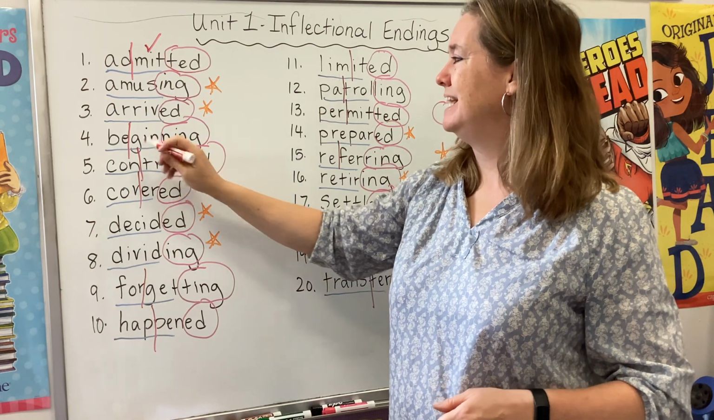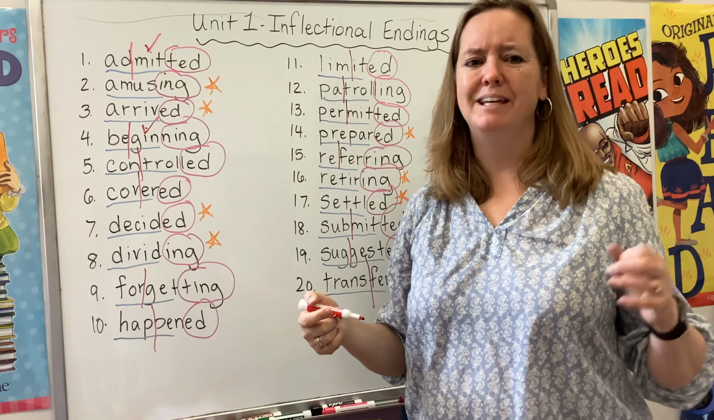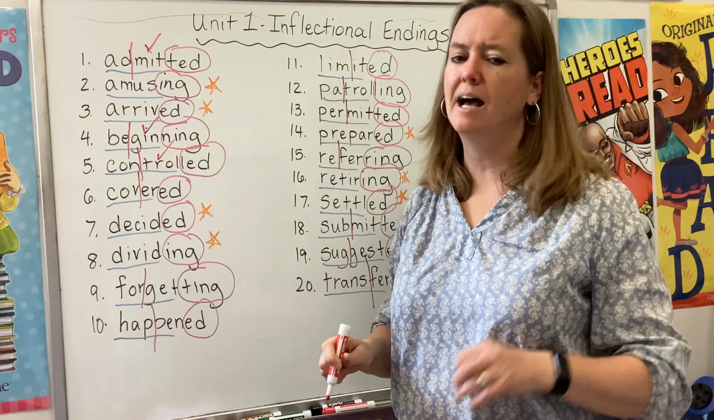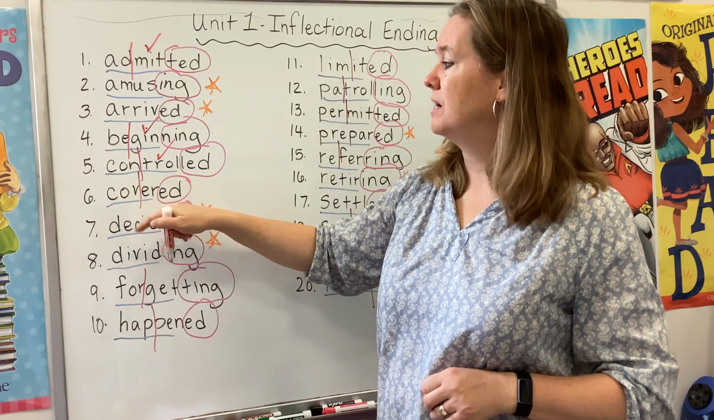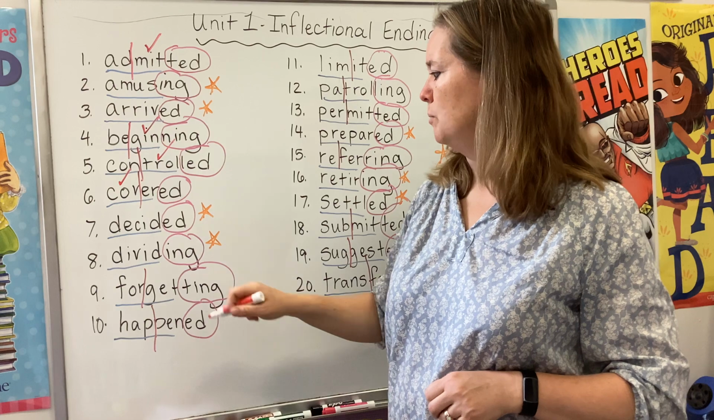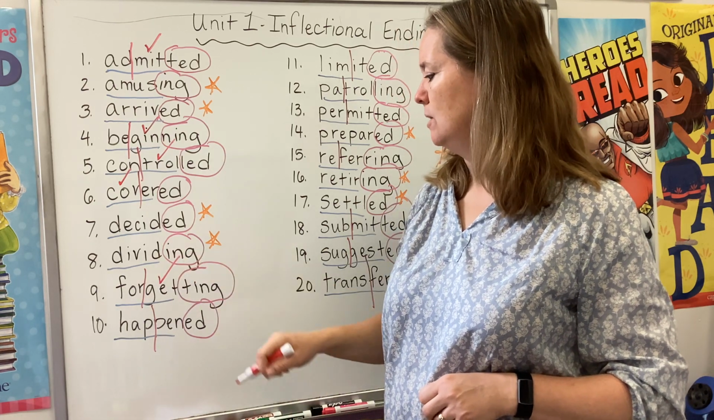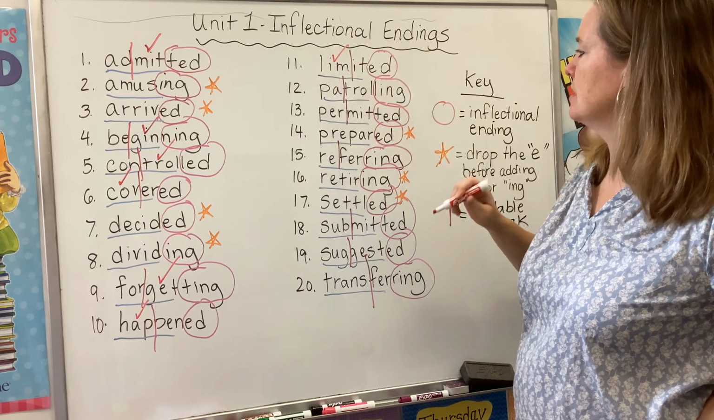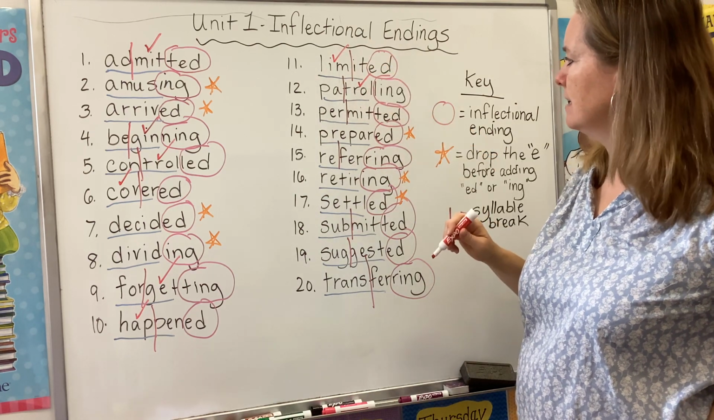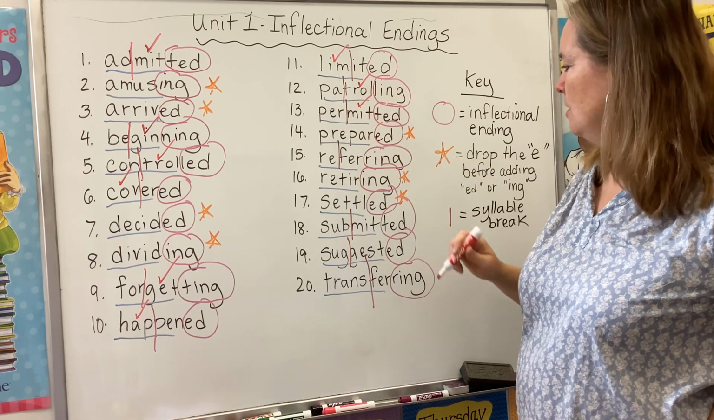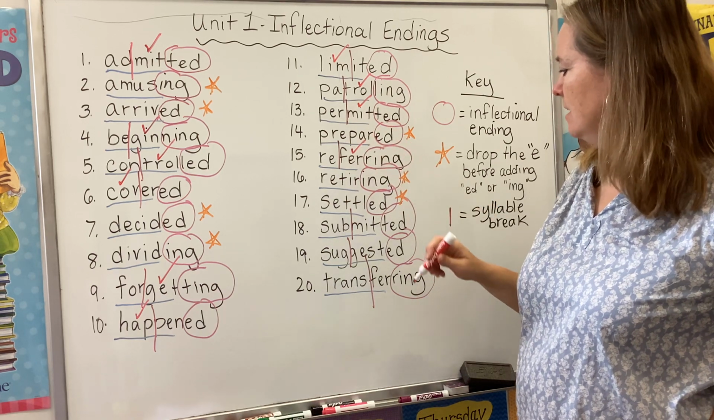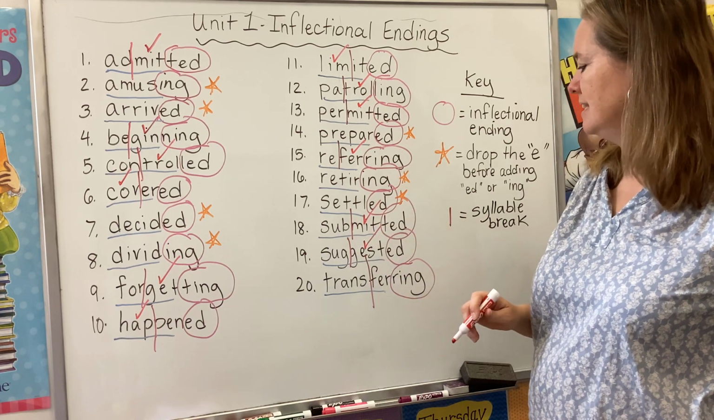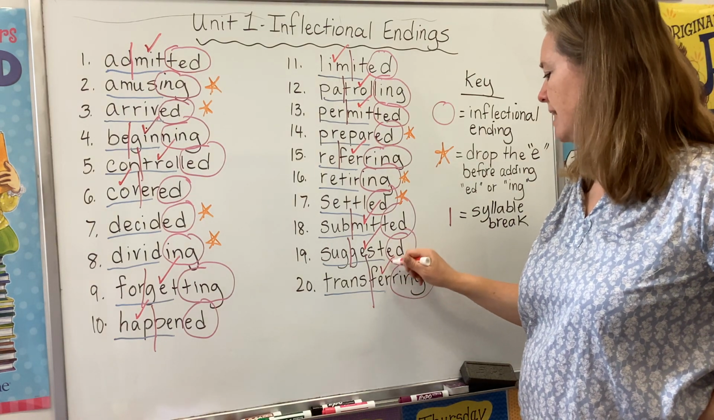Admit. Begin. It's the 2nd syllable. We don't begin our homework. We begin our homework. 2nd syllable is stressed. Control. Not control. Control. Now with covered, it's the 1st syllable that's stressed. With forgetting, forget, it's the 2nd. With happen, it's the 1st. With limited, it's the 1st. With patrol, it's the 2nd. With permit, it's the 2nd. With refer, it's the 2nd. With submit, it's the 2nd. With suggest, it's the 2nd. And with transfer, it's the 2nd.